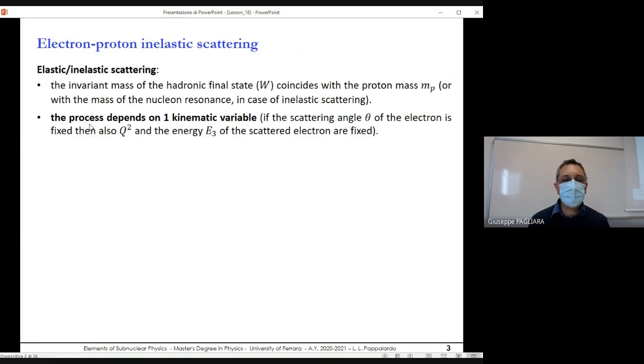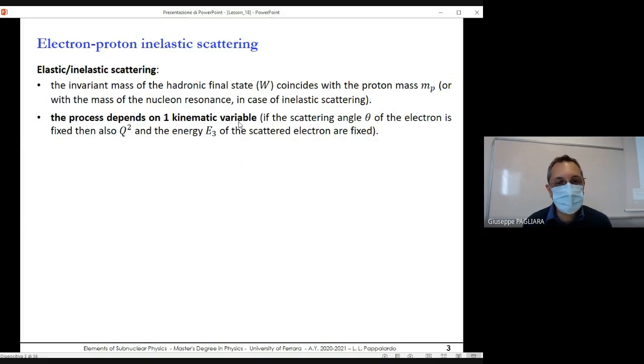Now, in elastic or inelastic scattering, the invariant mass of the hadronic final state, the W variable, coincides either with the proton mass in case of elastic scattering, or with the mass of the nucleon resonance in case of inelastic scattering. So it just takes one value, essentially, with a certain distribution.